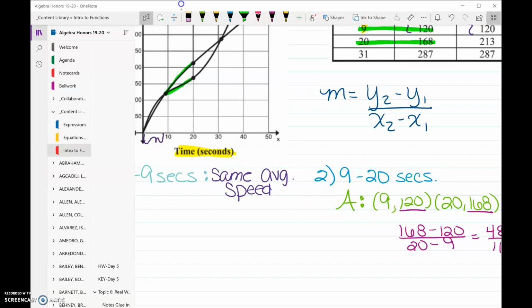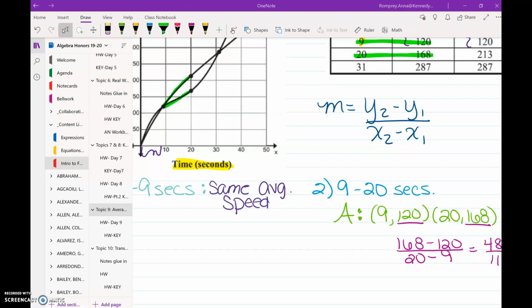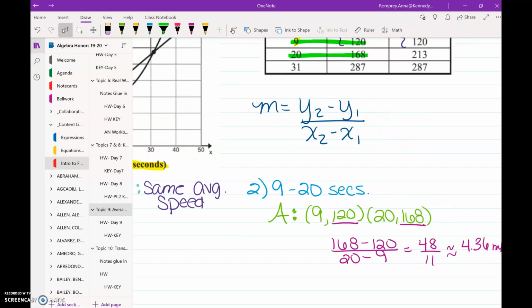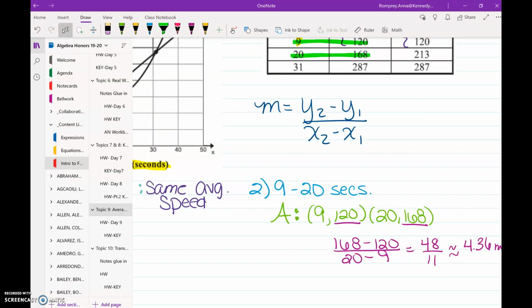So I want you guys to pause the video and find the average speed of runner B. You're going to have to pick back up in video 2.